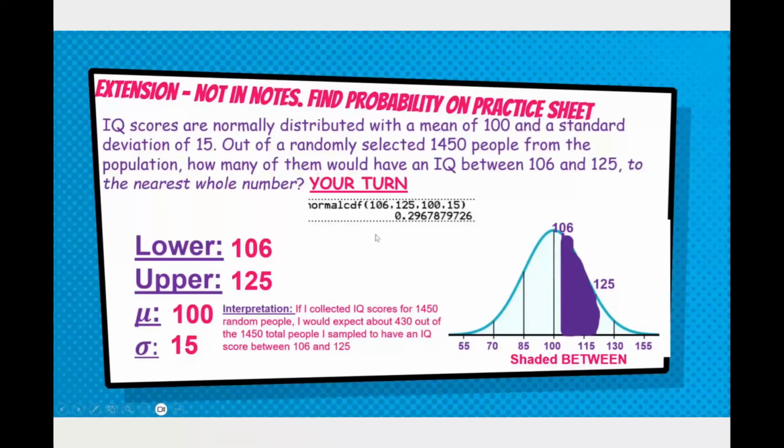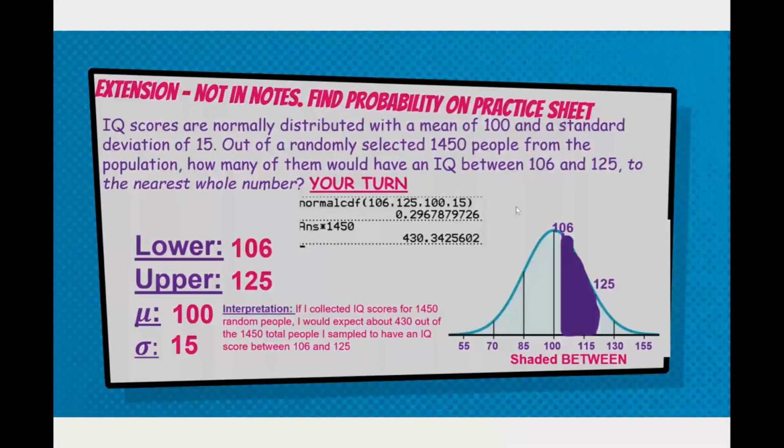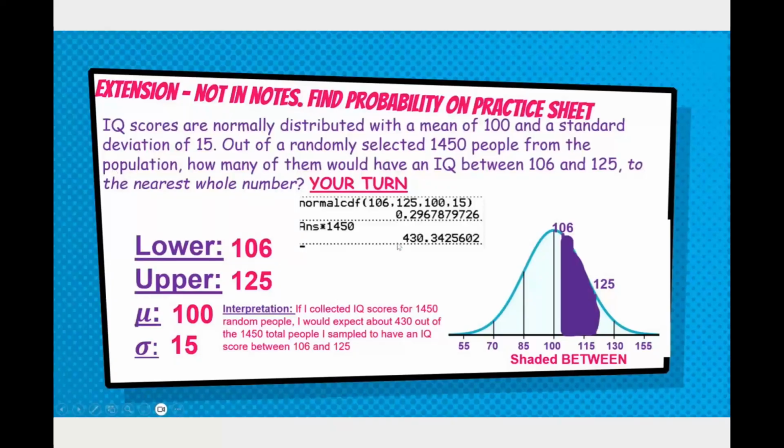We should get about 29.7%. I would take that number, 29.7%, and figure out what 29.7% is of 1,450 people, to tell me how many people out of the 1,450 I would expect to have this IQ. So I'm going to multiply those results together, and I would get about 430 people out of the 1,450 people. Once again, this is last year's example, when we did it a slightly different way.